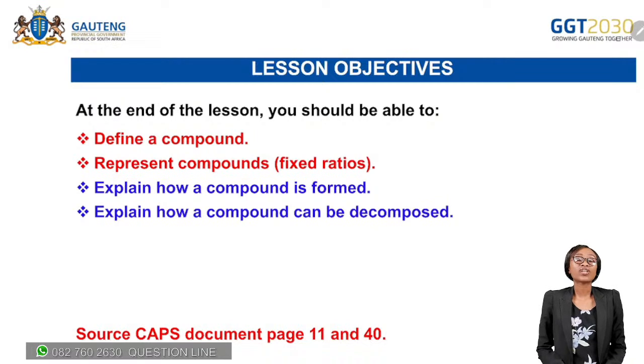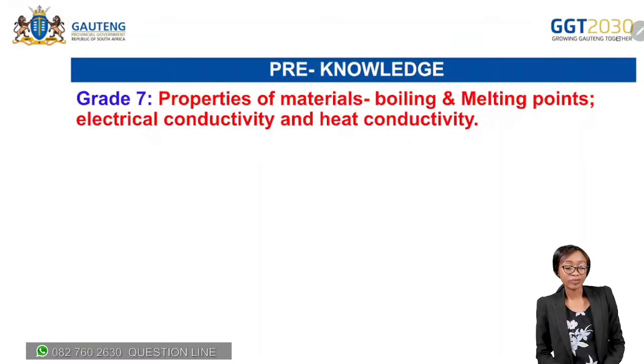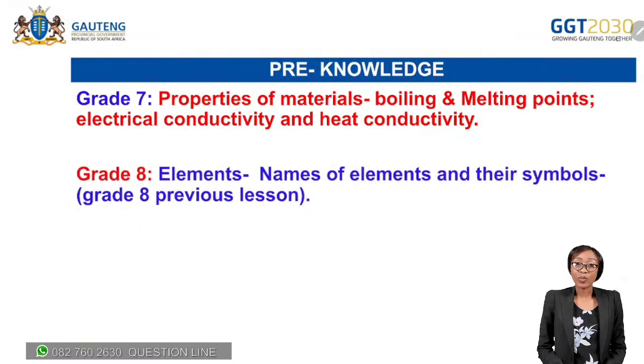Pre-knowledge. This is what we have learned prior to today's lesson, which is actually laying the foundation of today's lesson. In the 7th grade, we learned about properties of materials. We focused on boiling and melting points, electrical conductivity, and heat conductivity. And in the 8th grade, we learned about elements. We learned about the names of elements and their symbols. This is our previous lesson. If you can just go back to our previous lesson, we learned about the different elements that have been discovered and their symbols as well.